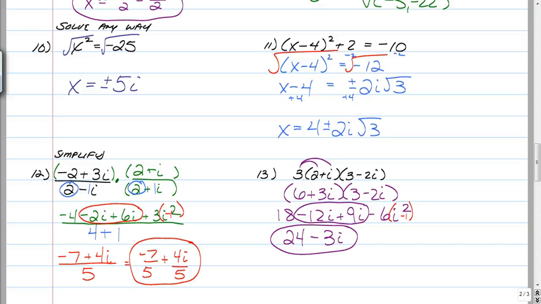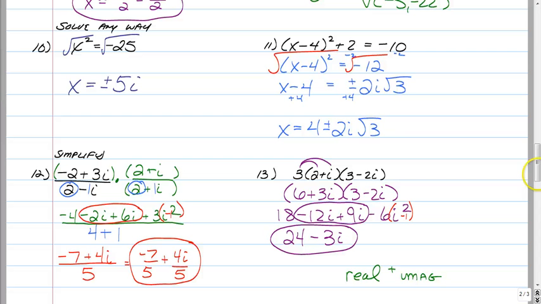The way we write our complex numbers is always real number first, and then it's going to be plus or minus whatever the problem is, your imaginary number. Okay, so remember, real number first, imaginary number second.